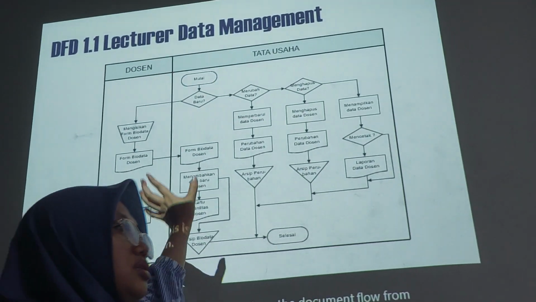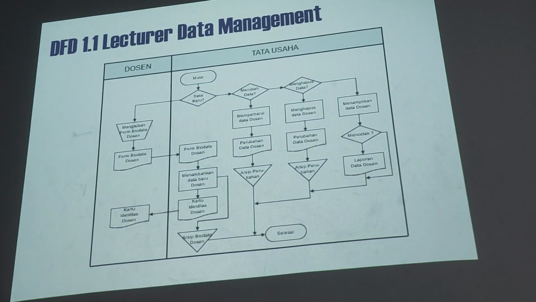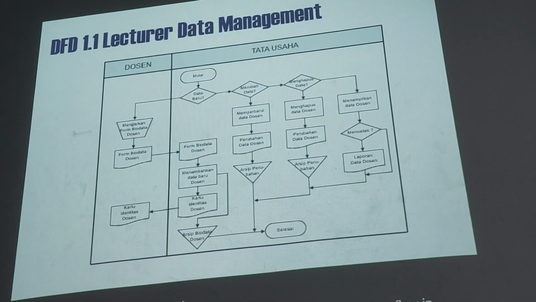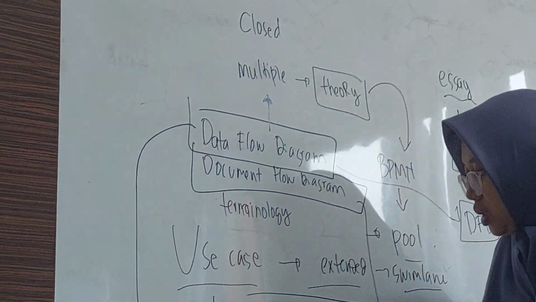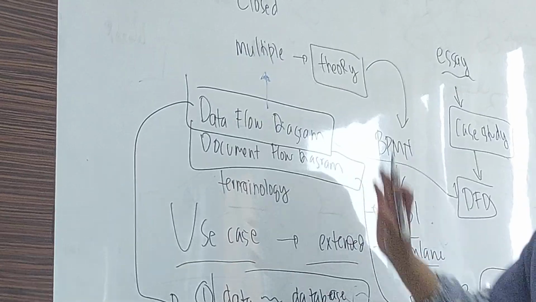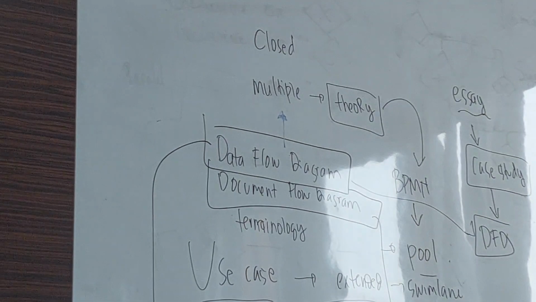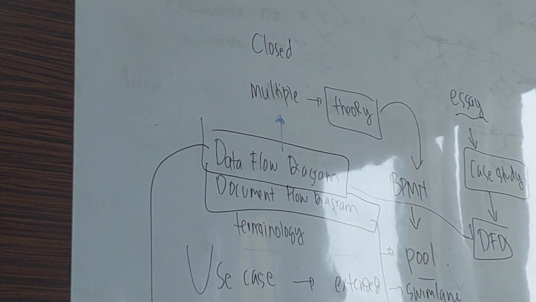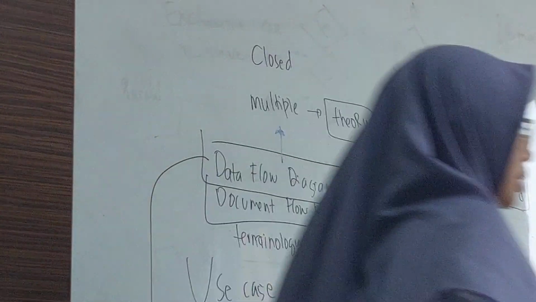So this point is focused on the document, different from the data flow. In data flow, we only talk about the interaction between data and the process, but the document flow shows how the document flows from one actor to the other actor, one stakeholder to the other stakeholder.